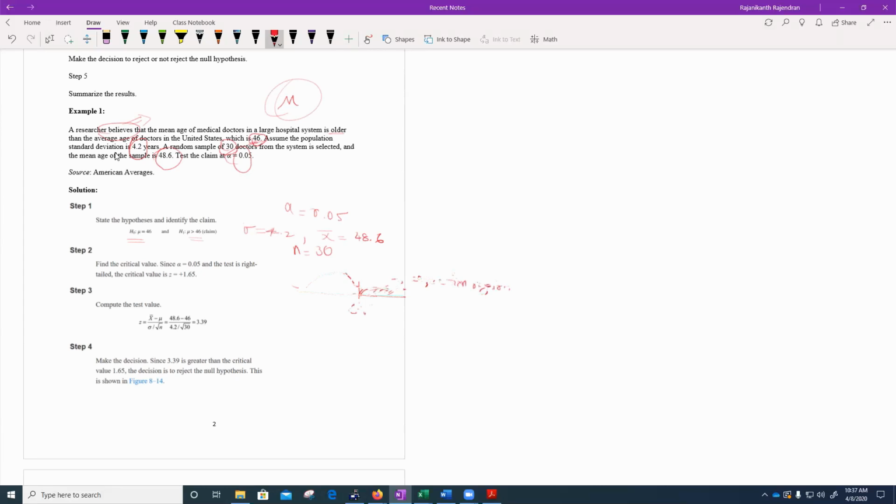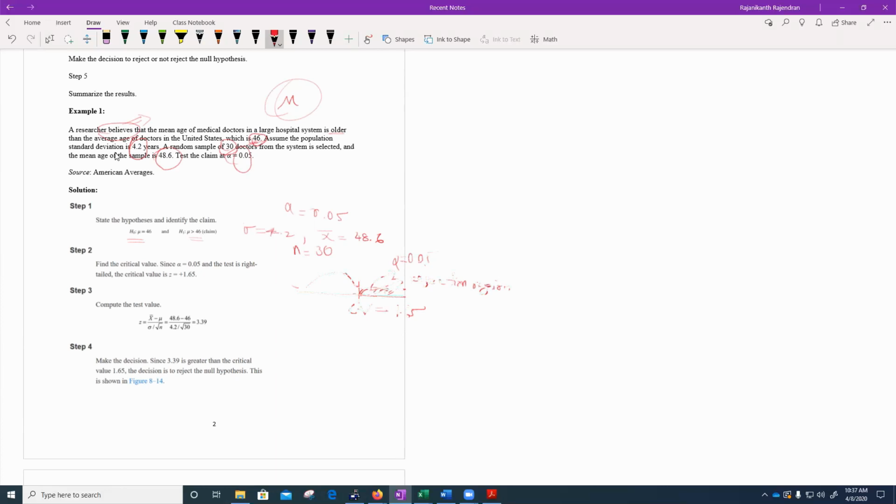How do you find the critical value? By looking at your alpha. This area is now alpha. What is my alpha? Alpha is 0.05. Just now we did that, right? For 0.05, what is the critical value we got? 1.65. Right? Therefore, my critical value is 1.65.